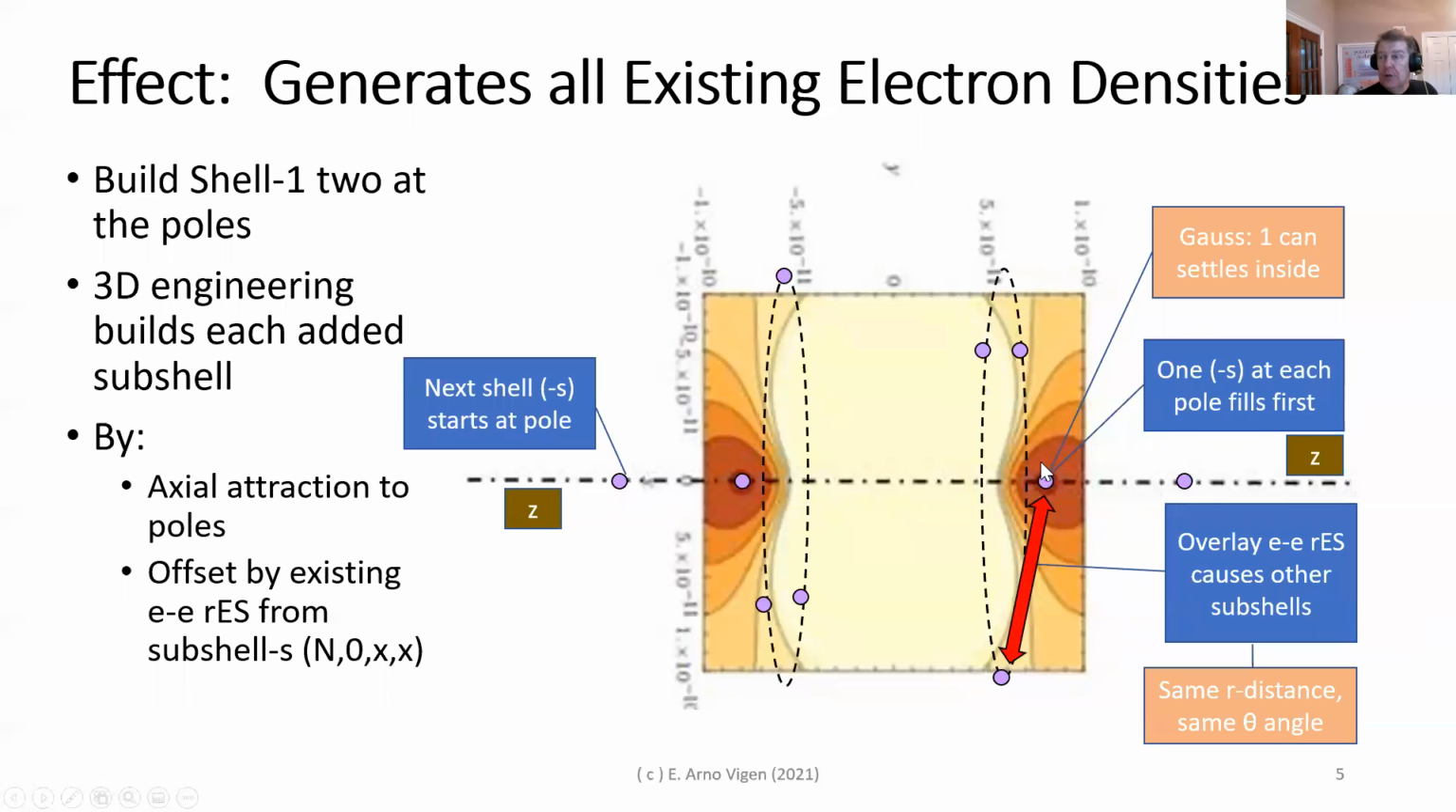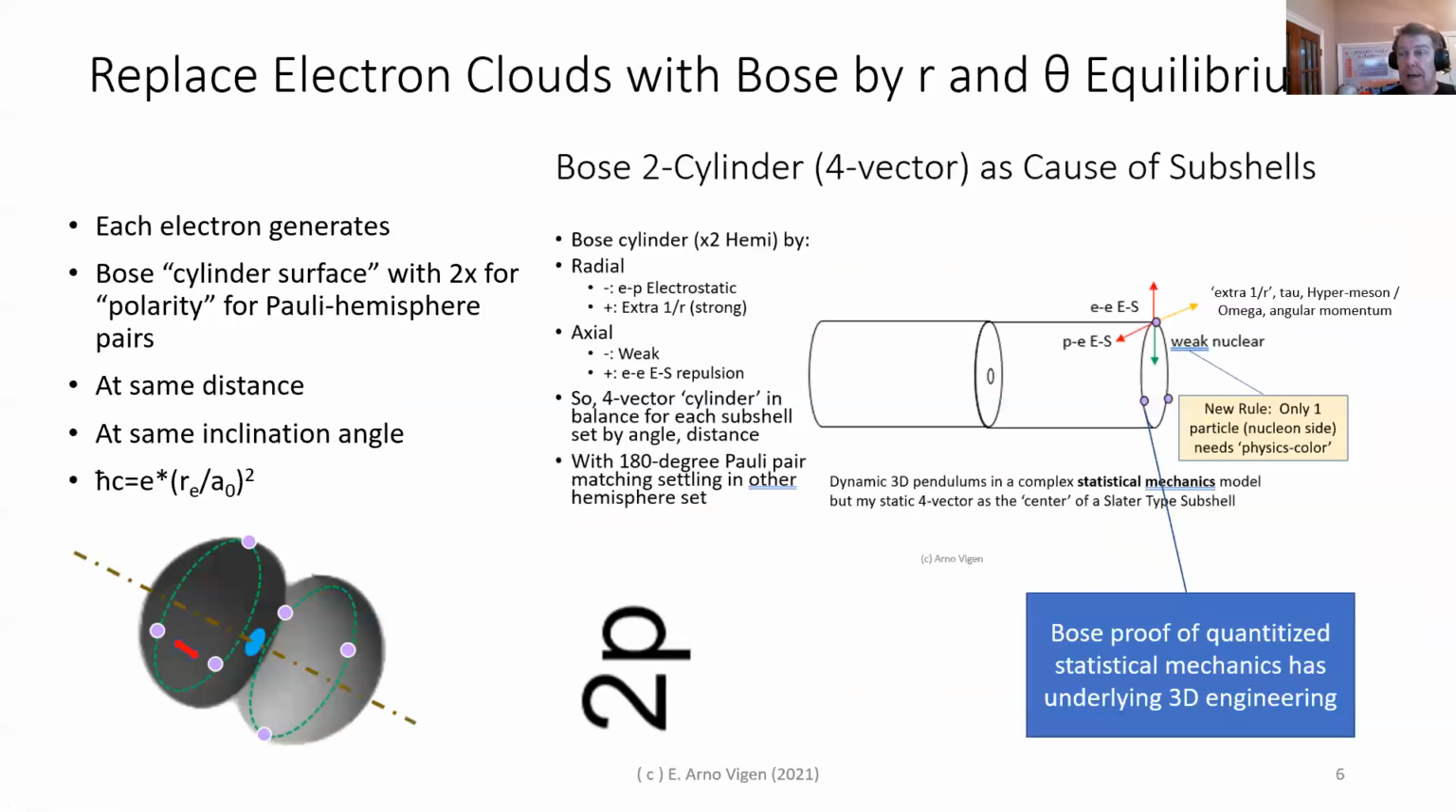So what happens? Once you fill that, the electrostatic is much stronger, and so the next ones have to find the same distance and the same angle, so the same energy, and so we get longitudinal rings. After that, the subshell s fills that position. Now let's talk about this Bose cylinder and making it real 3D engineering.